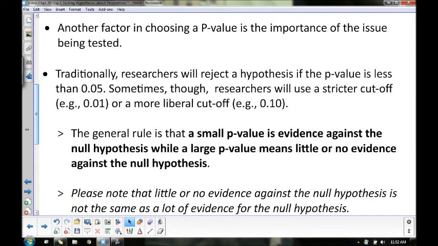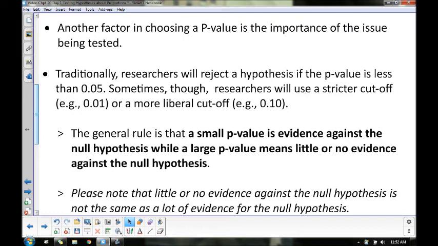So what we go off of in general is a p-value of 0.05. That's our alpha. Our alpha is typically 0.05. Sometimes researchers will use a stricter cutoff of 0.01, or a more generous, more liberal one of 0.10. So our typical go-to is 0.05. That's our typical alpha level. But sometimes we can be a lot more stringent and say 0.01. Sometimes we can be more generous and say 0.10. It all depends upon the situation.